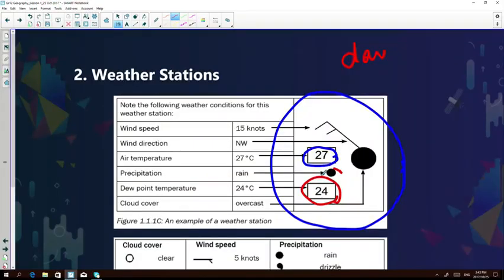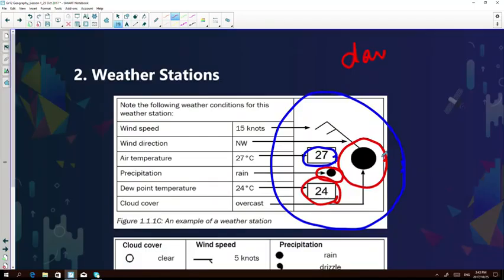Now, precipitation is any form of water that falls to the surface. In this case, we experience rain. Then the body of the weather station is this circle over here. That represents the cloud cover. Now, you've learned in grade 10, how do we measure cloud cover? By using our eyes. In this case over here, you can see that the whole circle has been colored in, so that means it's overcast conditions.